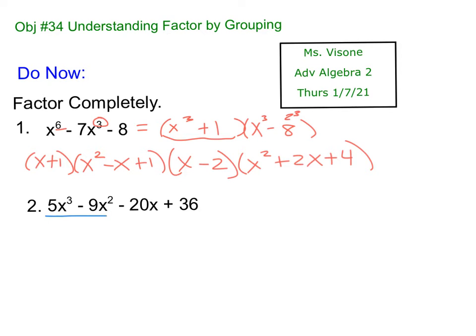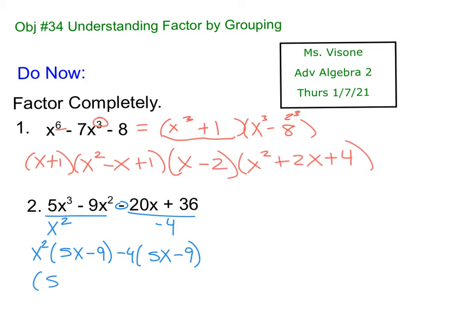So the first one, it's 4 terms. I automatically try GCF. So we get x squared, 5x minus 9. And then here, this has a negative, so I'm going to do negative 4, 5x minus 9. So that works out. And that's my default. I usually, when I have 4 terms, try that first.